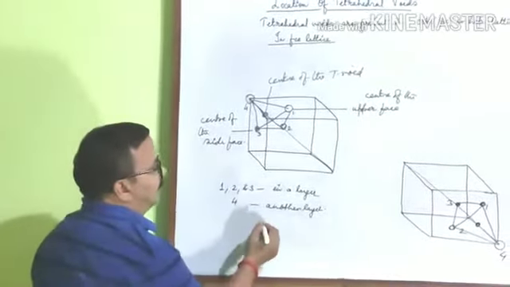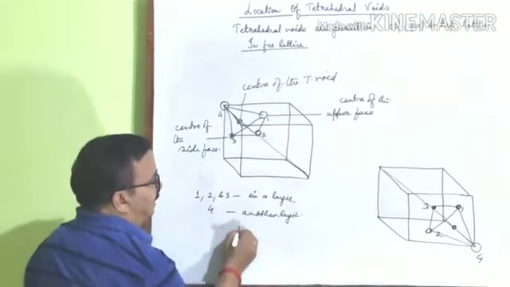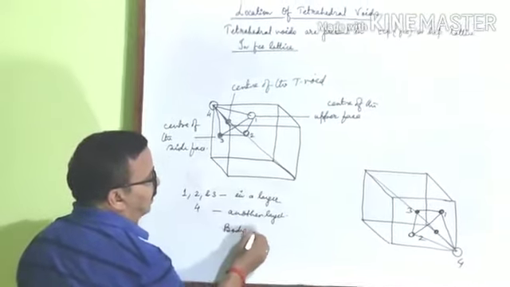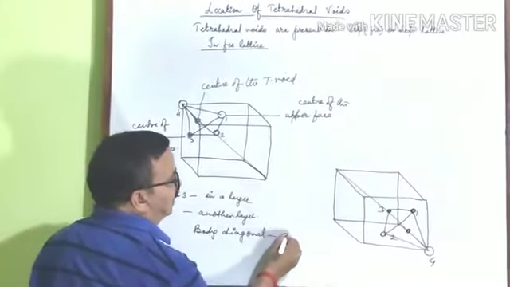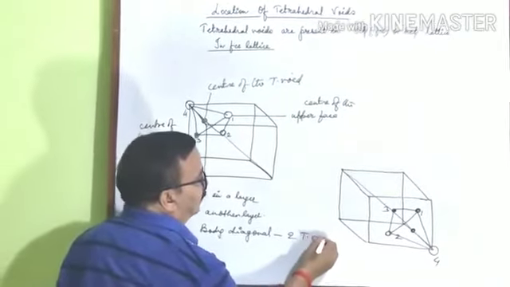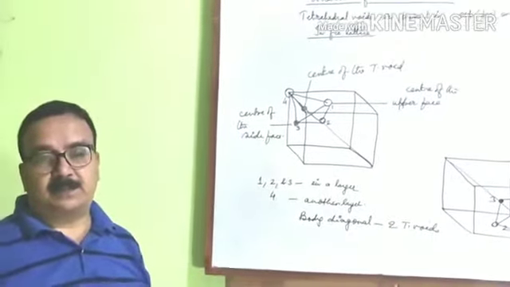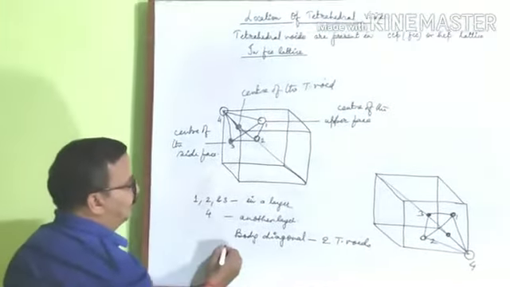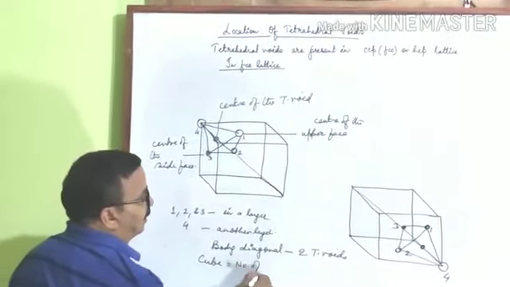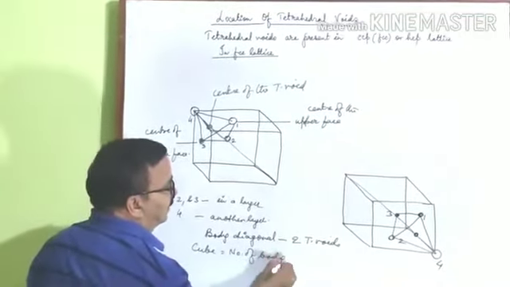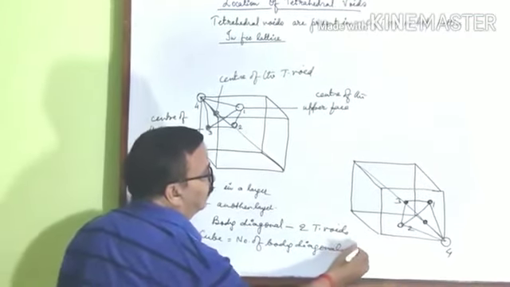So we can say that on the body diagonal there are two tetrahedral voids. On a body diagonal there are two tetrahedral voids. How many body diagonals are present in a cube? There are 4 body diagonals. So in a cube the number of body diagonals is equal to 4.